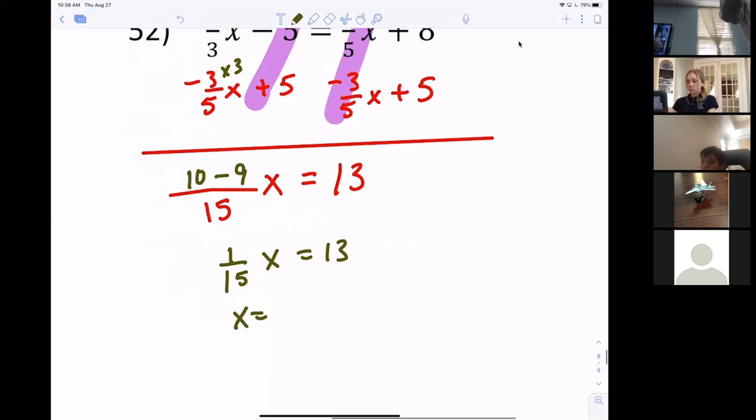Now you're just multiplying both sides by 15. All right. And of course, 13 times 15, I believe, is 195. Is that right? Yeah. I got it. Well, I wouldn't do it a different way.